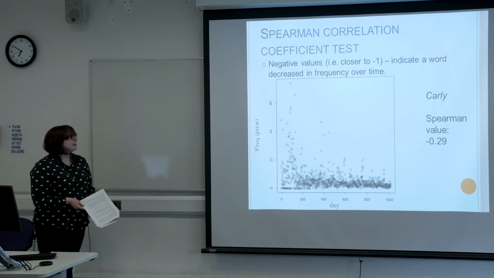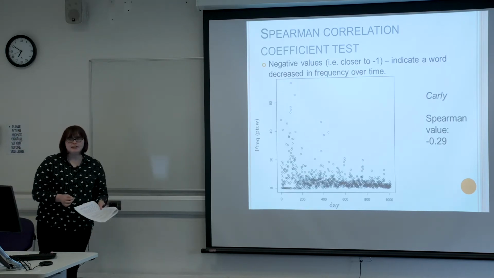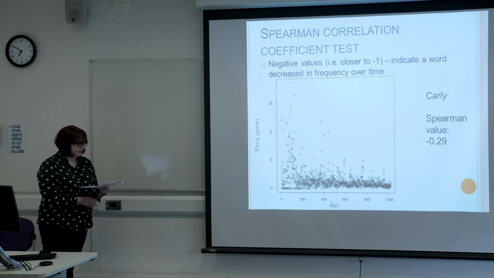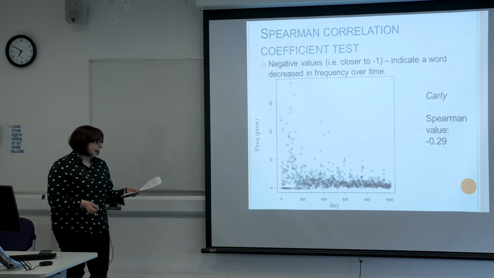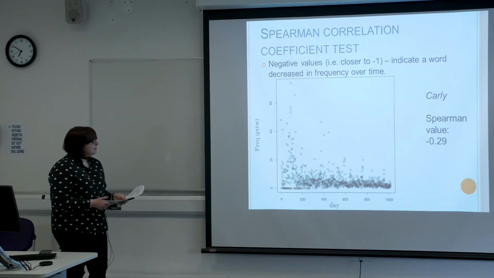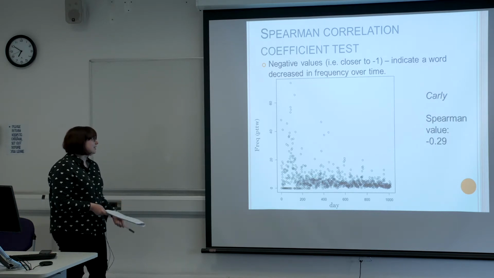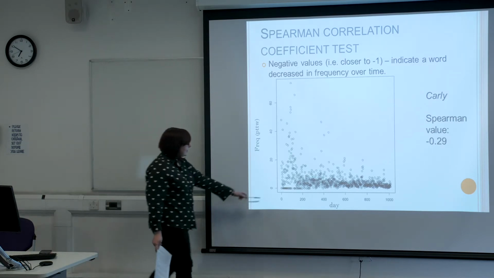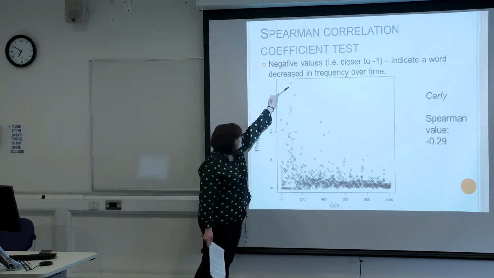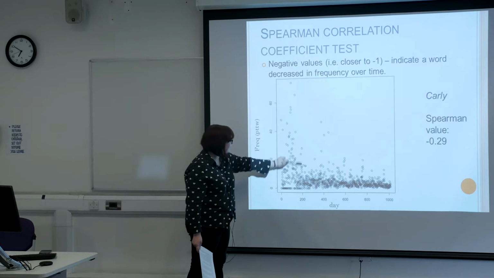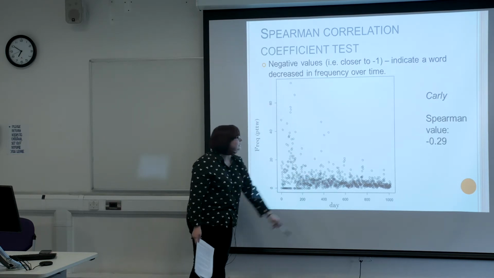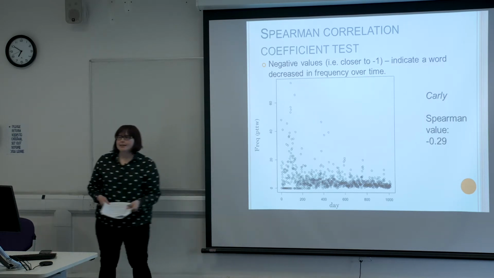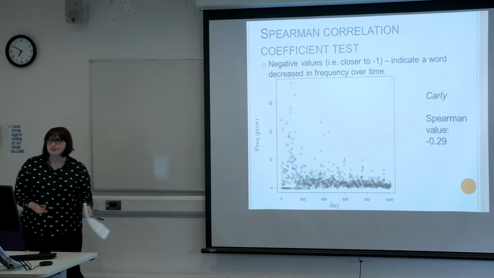Meanwhile, a negative value suggests that a word actually decreased in frequency over the lifespan of the community. So, for instance, the first name of the pop singer Carly Rae Jepsen has a Spearman value of minus 0.29. And we can see how near the start of the data collection period, the name was very popular, very frequently mentioned. And as time goes on, it significantly decreases in frequency as the popularity of the musician decreases.